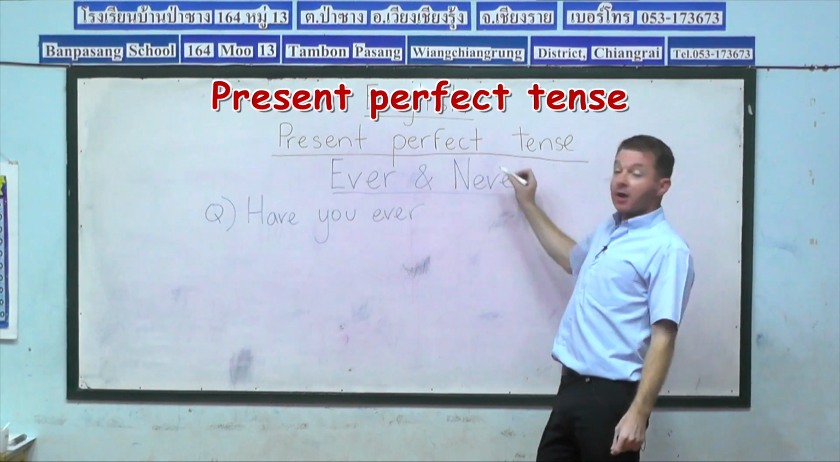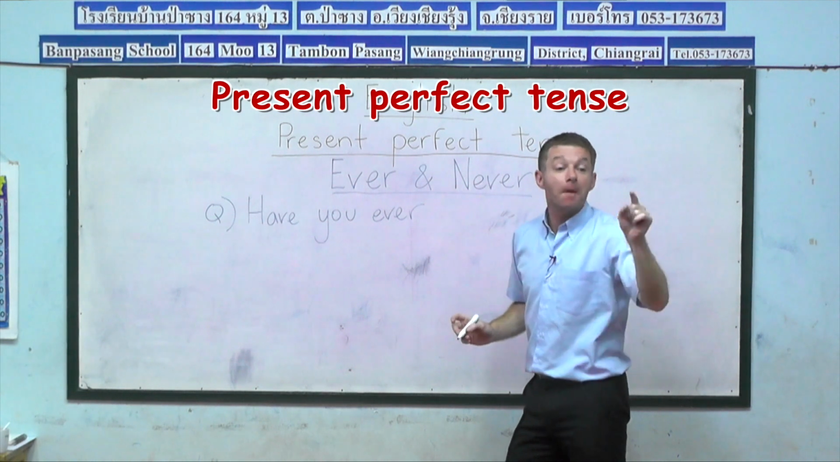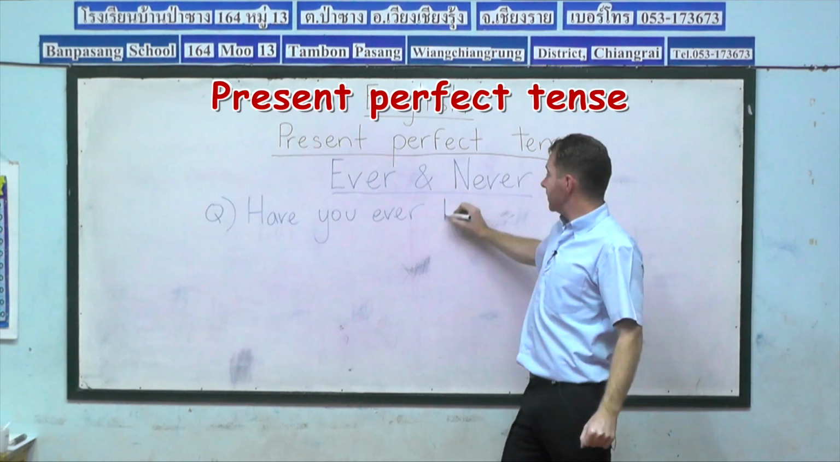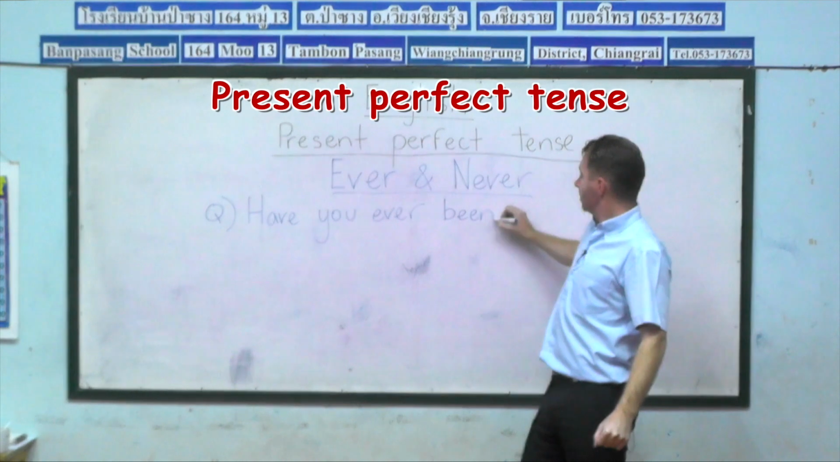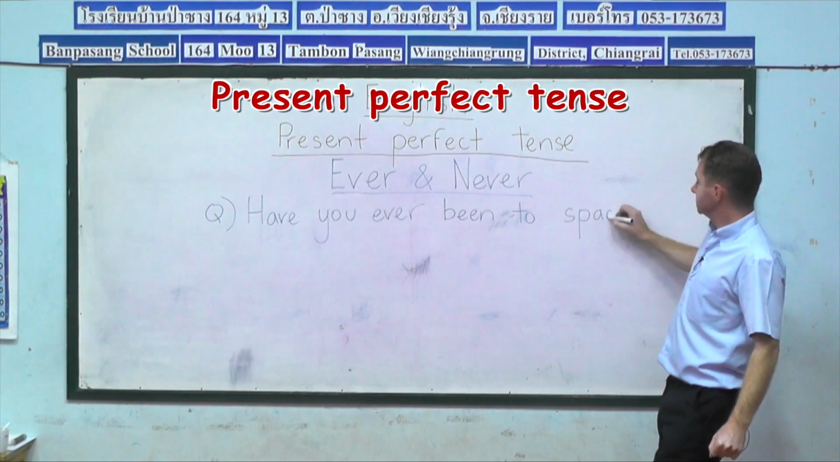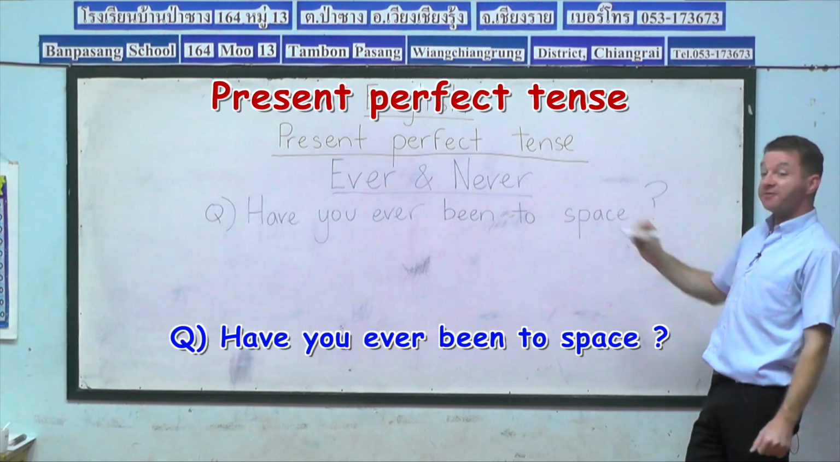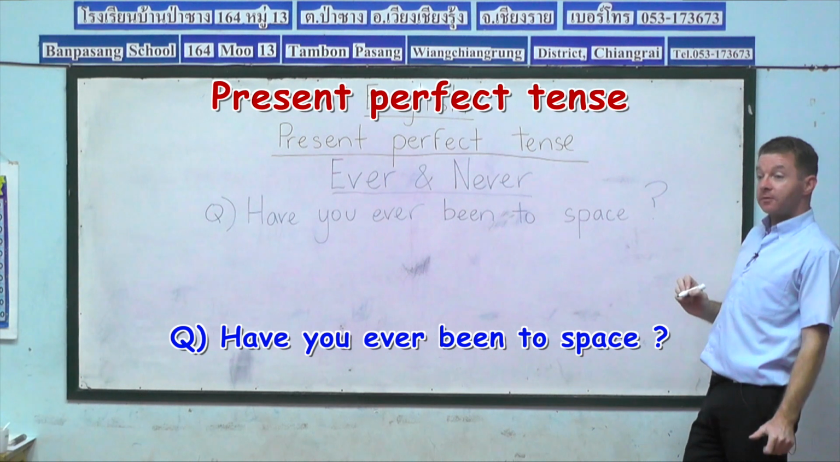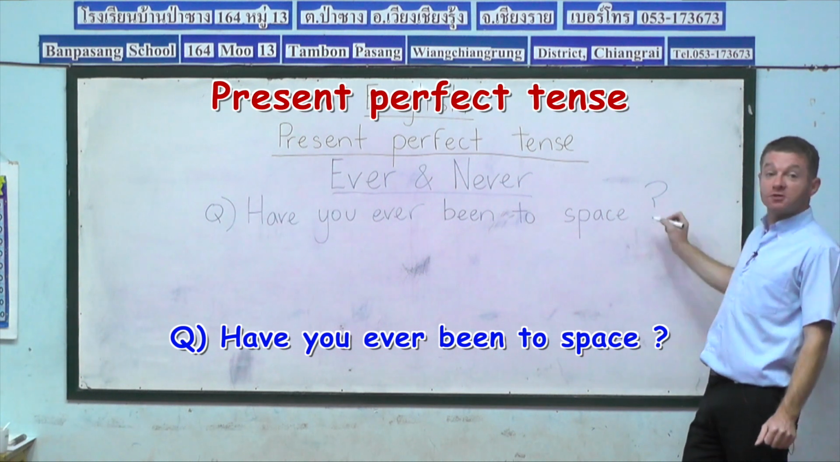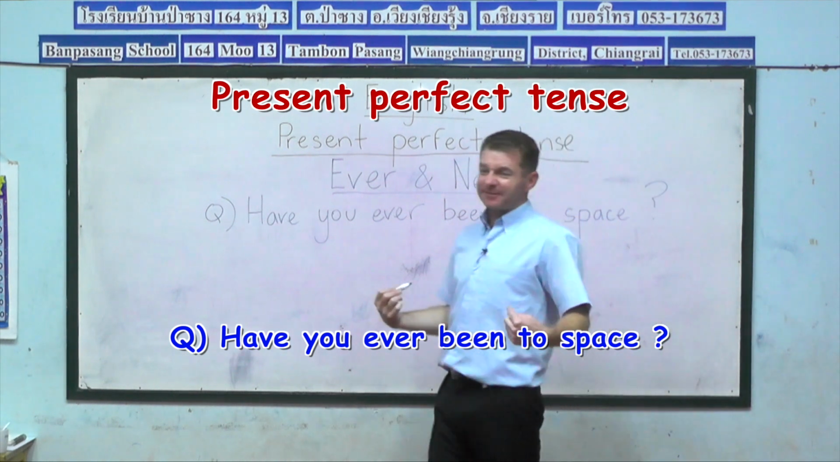If it's present perfect tense, it won't be go to space because it's the past. It will be been. Been to space. Okay, so the question together, guys. Have you ever been to space? Yes. And have I ever been to space?